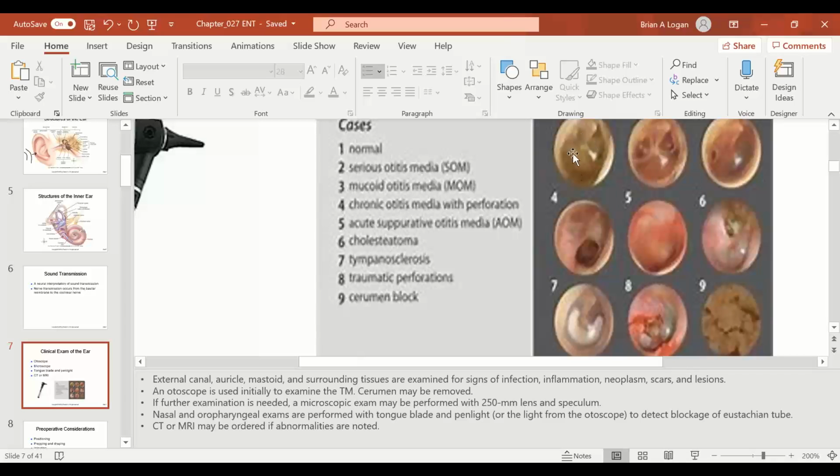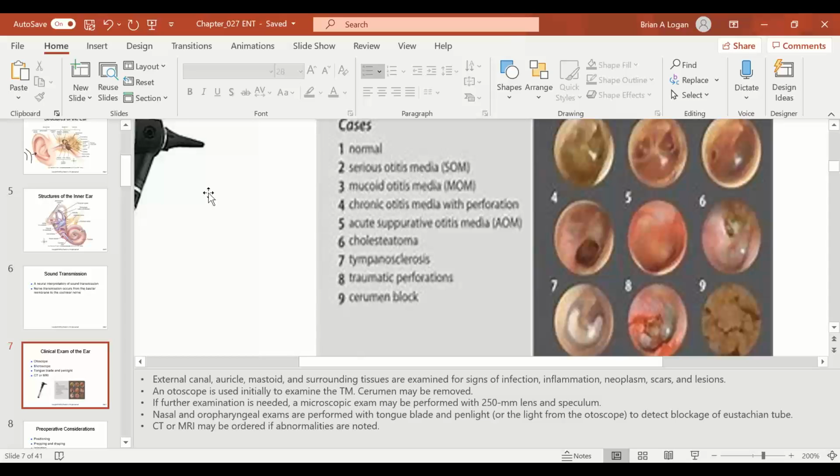So number one looks like a normal eardrum. Right? It's not cloudy. But then as you move along, because this is number one here, then 2, 3, this one here is otitis media, which means an infection of the middle ear.